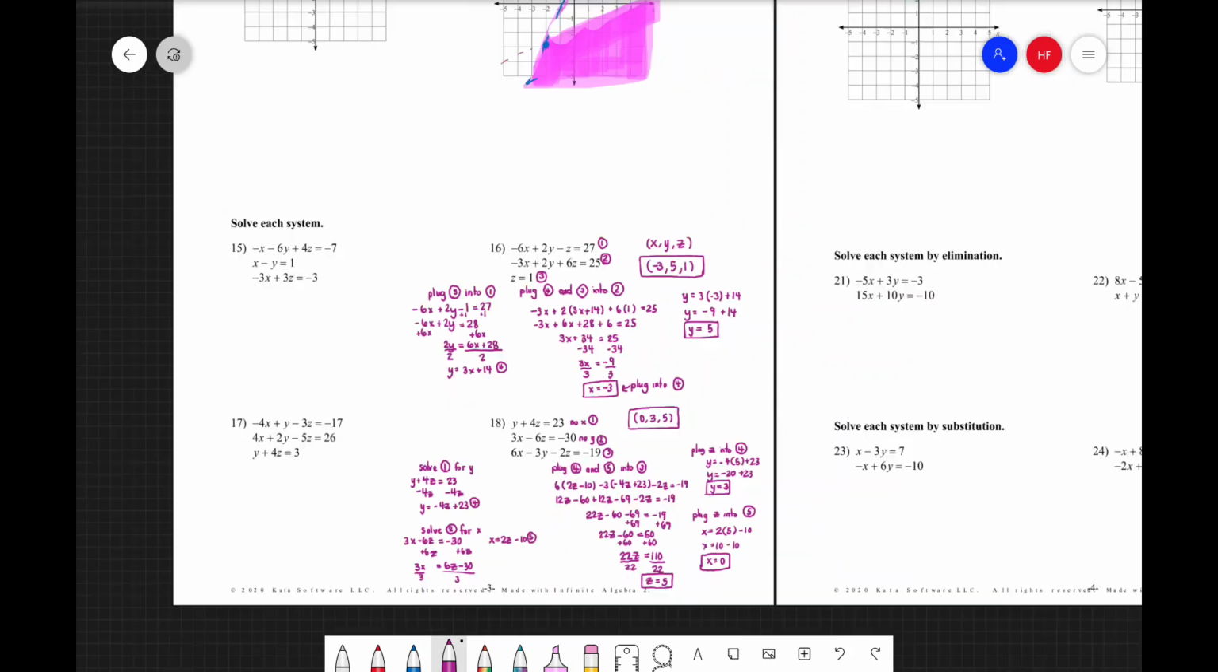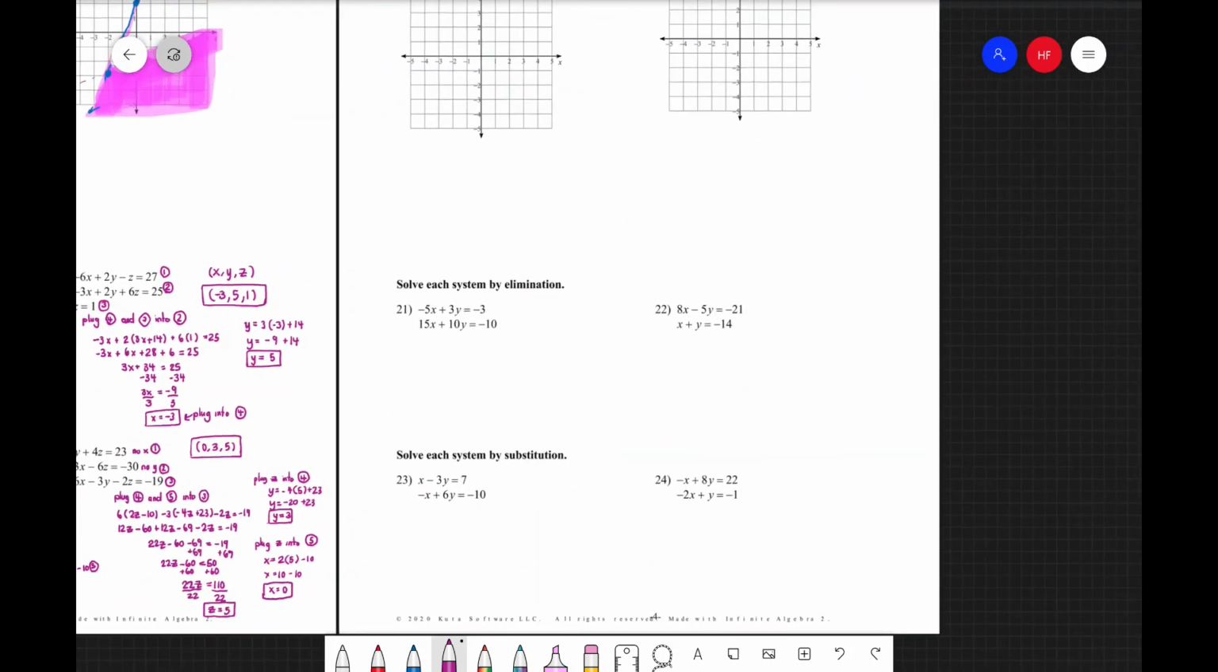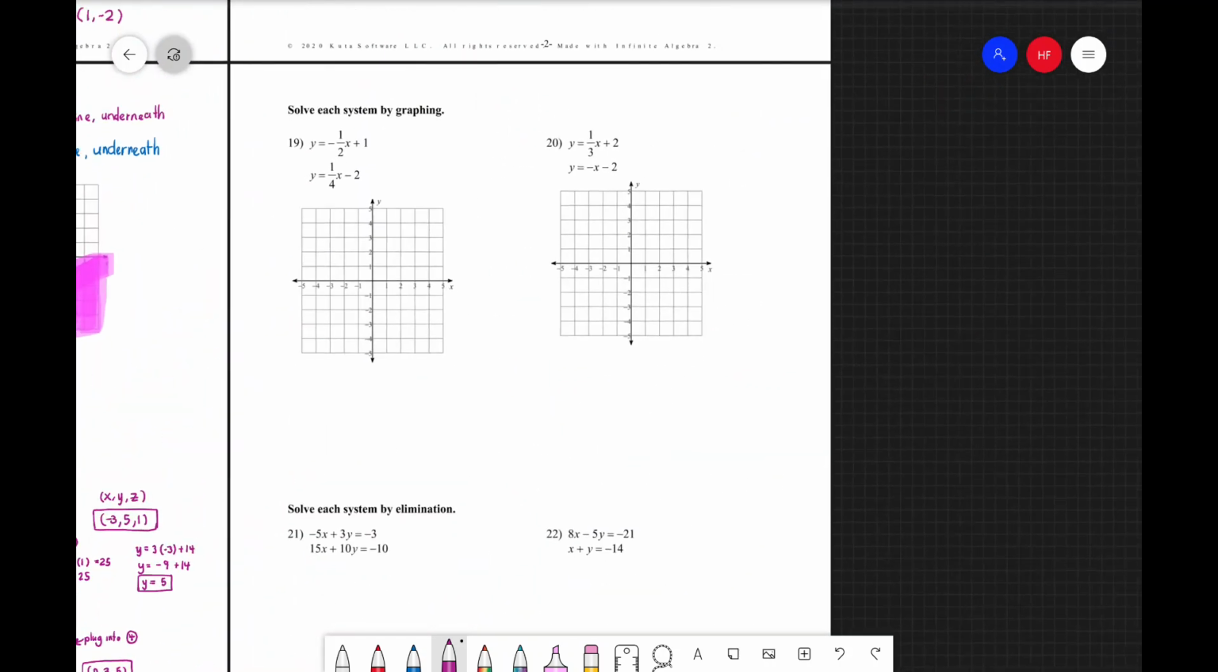So let's go to the next page. Here we want to solve systems by graphing. These are two variable systems, two equations. Do number 20.